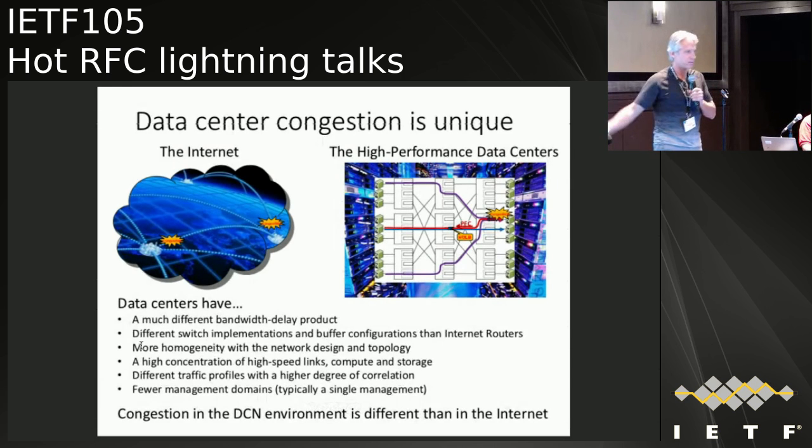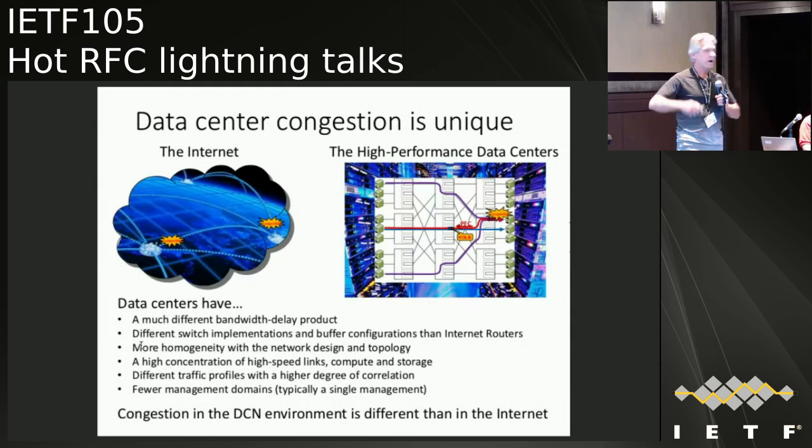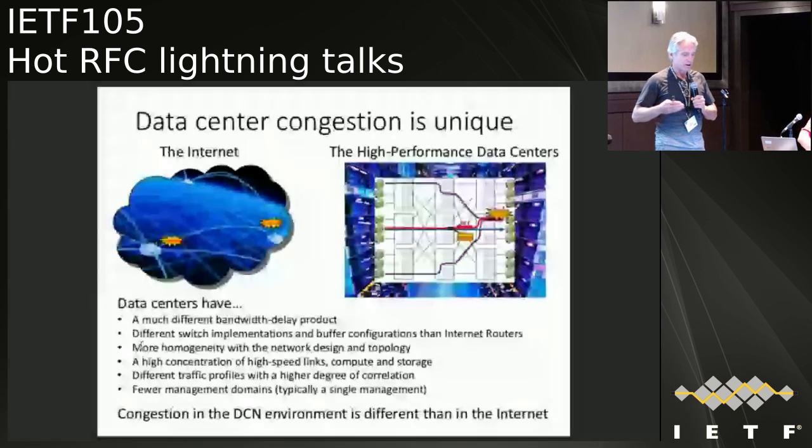First of all, data center congestion is different from internet congestion. I think we all know that. A handful of transactions coming in from the web can cause a lot of activity inside a data center. So data centers have a much different environment. There are different bandwidth delays. The switches are implemented differently, with small buffers and high-speed links, than internet routers. There's a lot more homogeneity in the network design. It's not so random. The traffic is very concentrated.